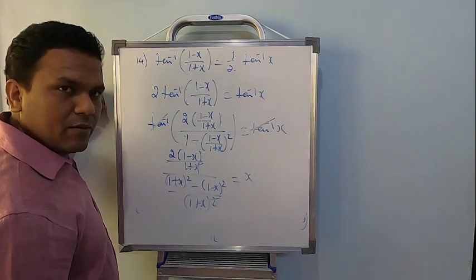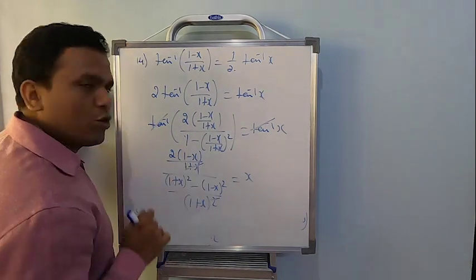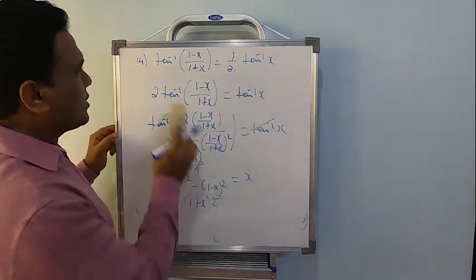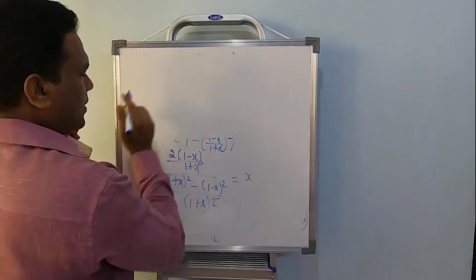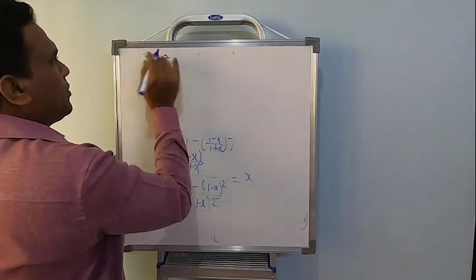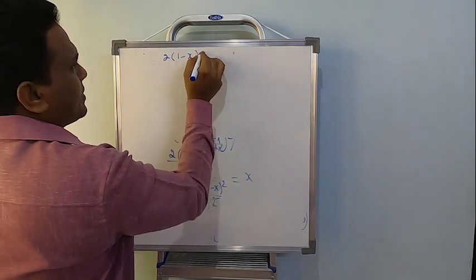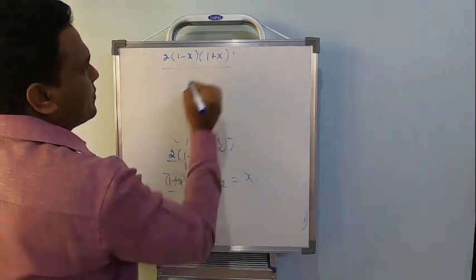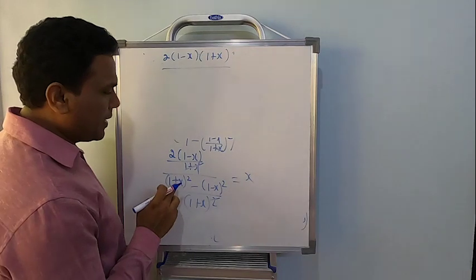One power of 1 plus x will be cancelled. This 1 plus x goes to the numerator now. So on shifting this to the numerator, the numerator will become 2 into 1 minus x multiplied by 1 plus x. Fine. Now look at the denominator.